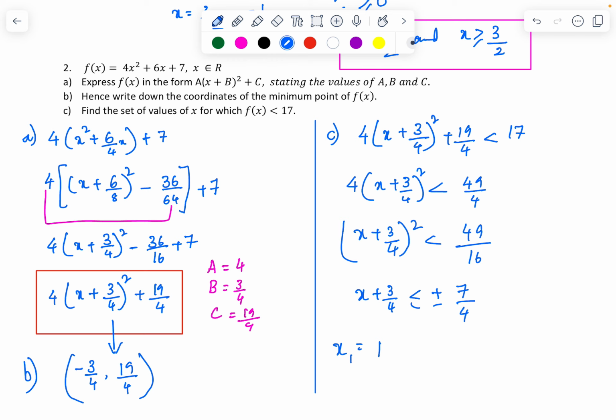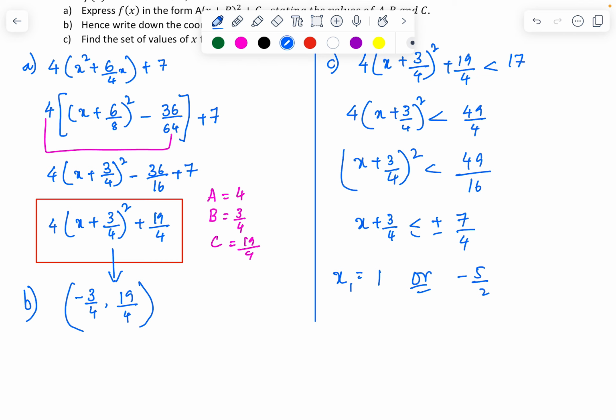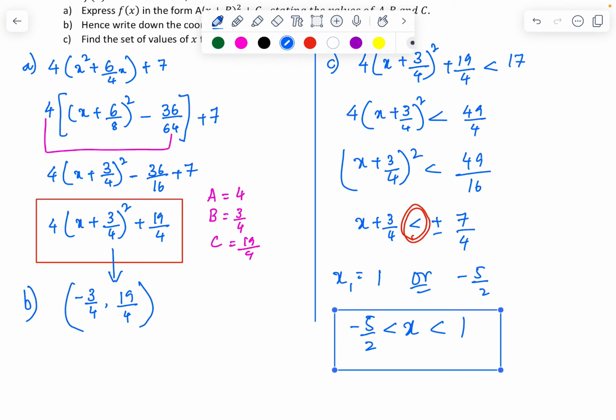And, okay, so this is the less than, right? So first let us write only the critical values. Okay, x equal to 1 or x equal to negative 5 over 2. Since the inequality is less than 0, I'm going to write the final answer as x lies between. It is less than 0, you see, less than 0, right? So x lies between negative 5 over 2 and 1. So this is our final answer. All right. So this is question number 2.